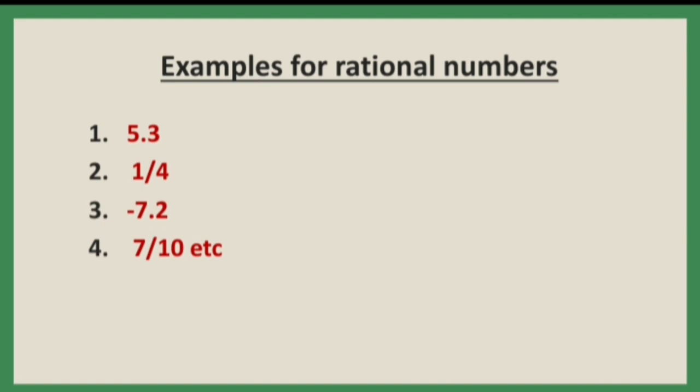But you should keep one thing in mind. If you are writing it in fraction form, you should not take the denominator as 0. If you take the denominator as 0, we will not consider that a rational number. Now, list 5 more examples of rational numbers. List your own examples.